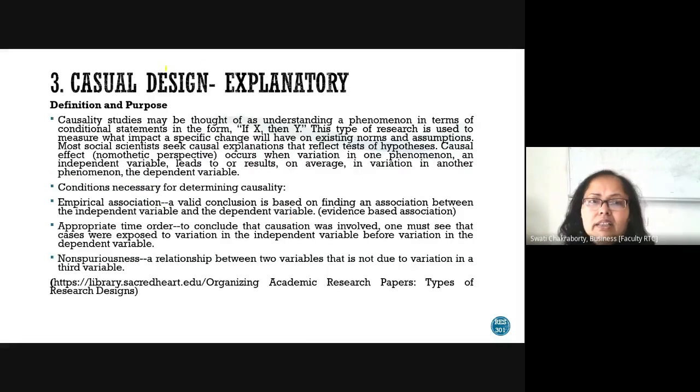Okay. Next is causal design, which is used for explanatory research. When we start analyzing causal design, it's about understanding a phenomenon in terms of conditional statements in the form of if X then Y. So it's basically used to measure what impact a specific change will have on existing norms and assumptions. Most social scientists try to find out the causal reasons that reflect the test of a hypothesis.